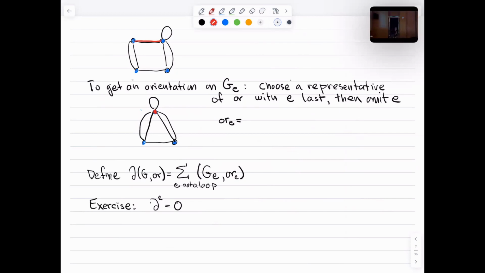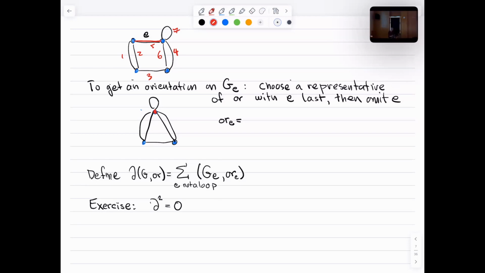So that's good. Remember, I wanted my boundary operator to collapse all the edges. So how do I do that? In order to do that, I'm going to need an induced orientation on the graph when I collapse an edge. So here's my edge E. I've got some numbering, 1, 2, 3, 4, 5, 6, 7, 8. I don't have 8 edges. I only have 7 edges. 1, 2, 3, 4, 5, 6, 7.